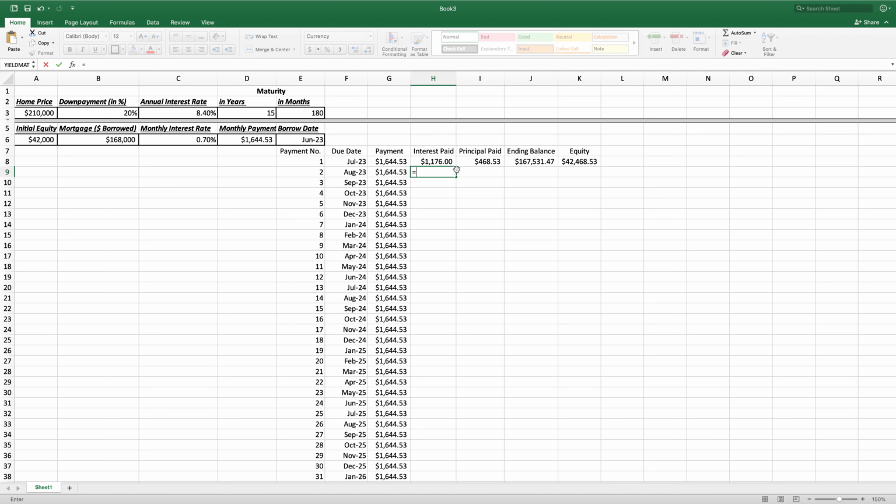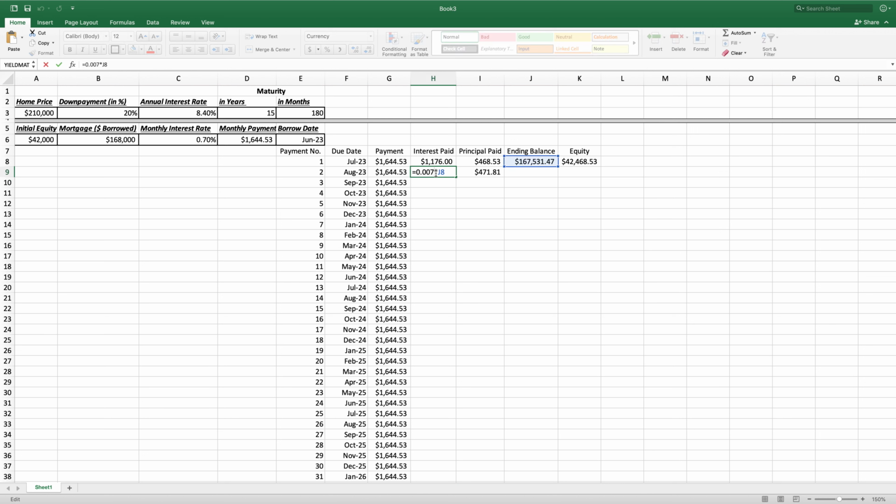So for the second payment on August 2023, now the ending balance has fallen, so we need to assess interest on this new balance of $167,531.47. So 0.007 times this equals $1,172.72. Okay, like we saw before. And then equal, we take our payment and then we subtract the interest, and that means $471.81 in principal was paid.